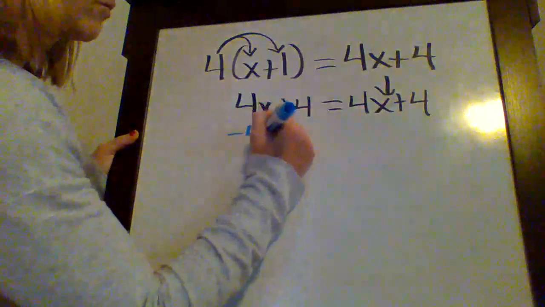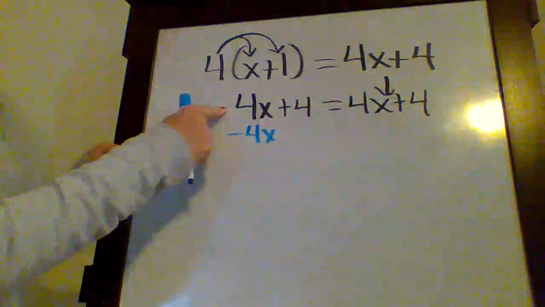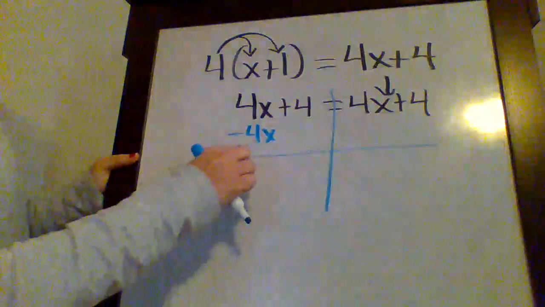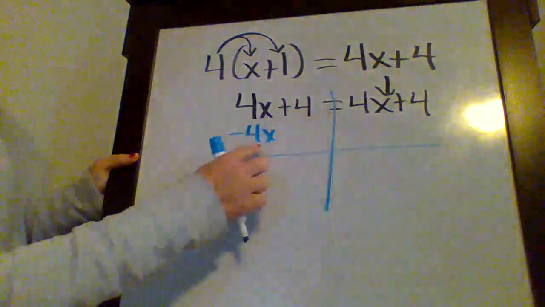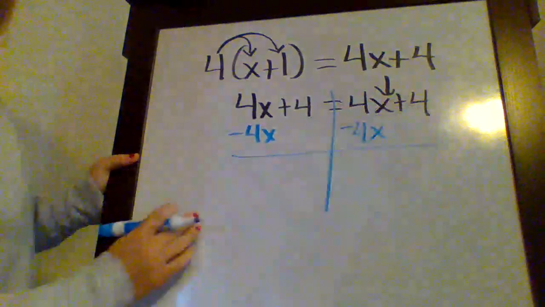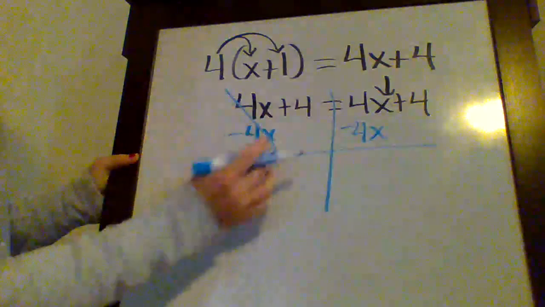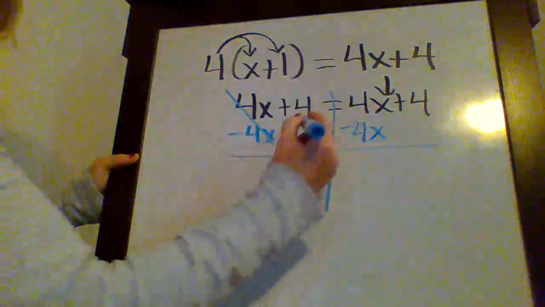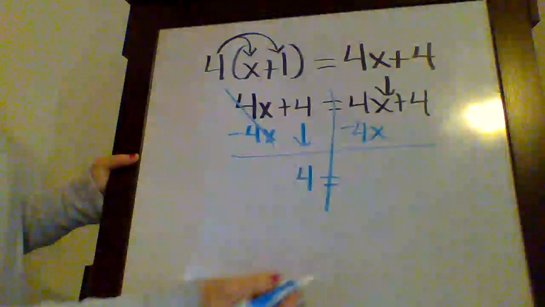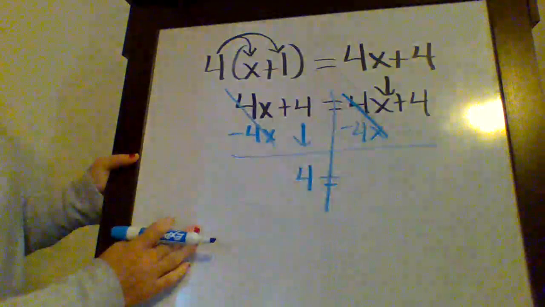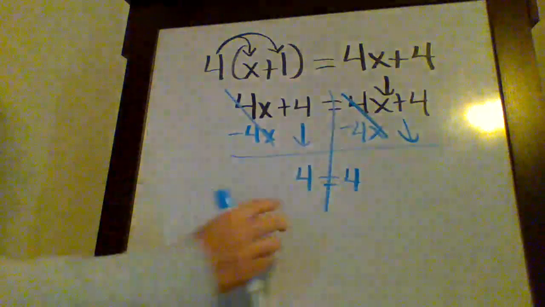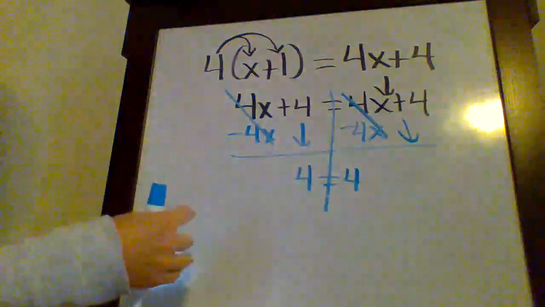I'm just going to move this 4x, so I have to do the opposite. Right now it's a positive 4x, so I'm going to subtract. Whatever I do to one side, I have to do the other. So if I subtract it on this side of the equal sign, I have to subtract it on this side of the equal sign. 4x minus 4x is 0. I don't have to put my 0. I'm just going to bring down my 4. 4x minus 4x, those cancel out or equals 0. And I'm going to bring down my 4. This says 4 equals 4, and that is true. 4 is equal to 4.